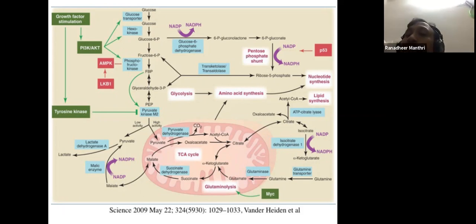So MYC converts glutamine into alpha ketoglutarate, again stimulating substrate level phosphorylation. So the genes are altering the metabolism. Because the metabolism is altered, there is cell division. Next slide.